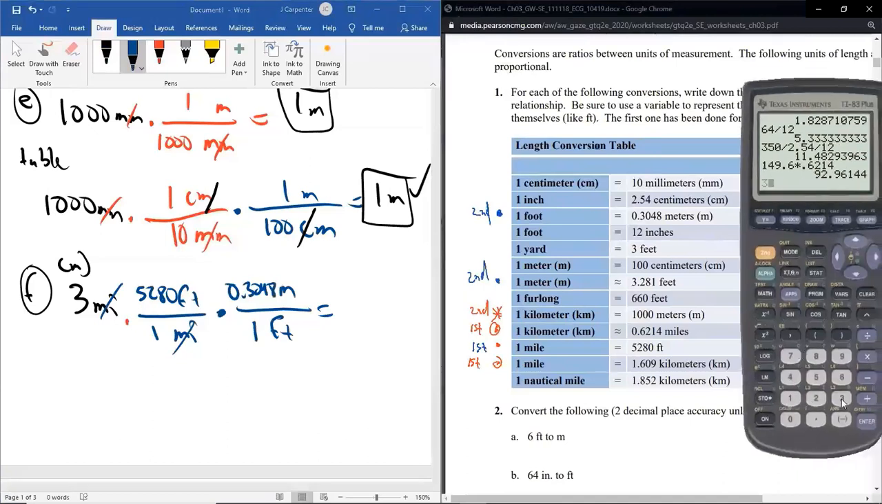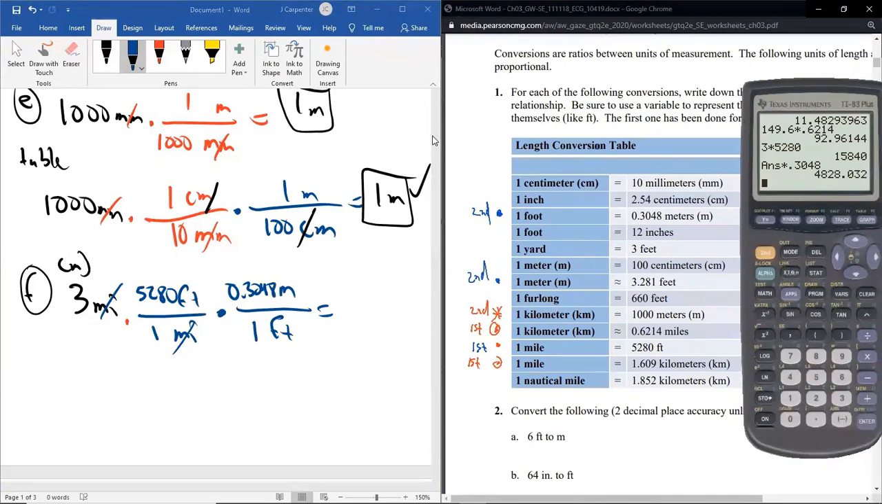All right, so we start with our 3 miles. We multiply by 5280, which is 15,848. And then we're going to multiply by the 0.3048. And you get 4828.